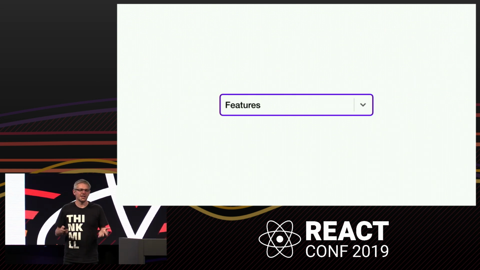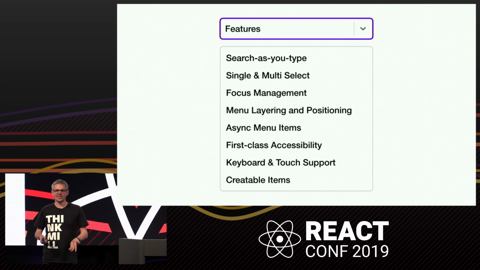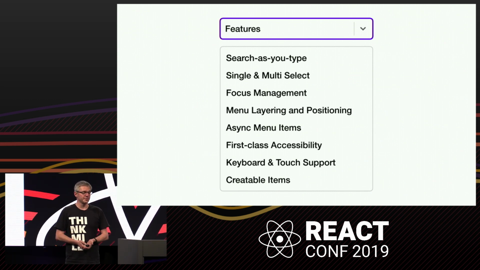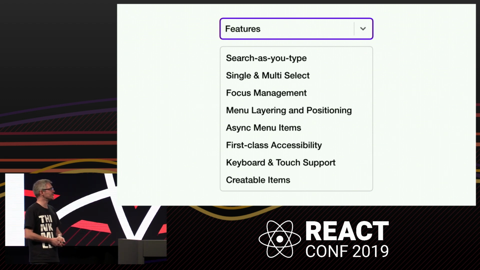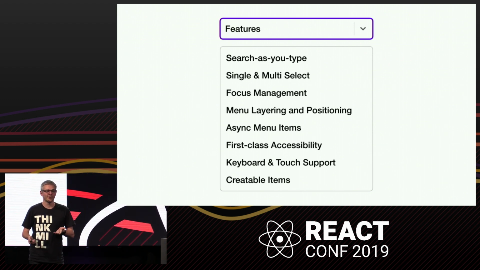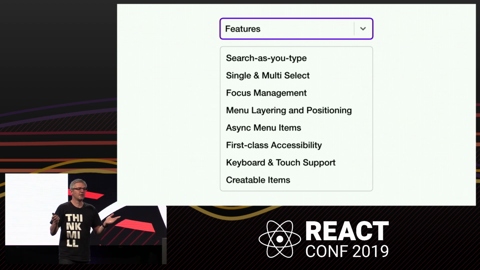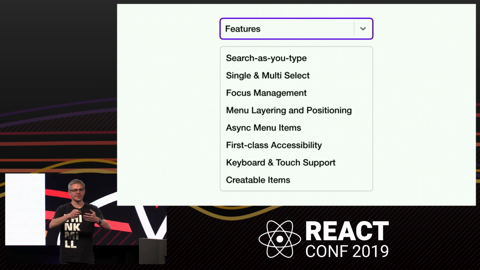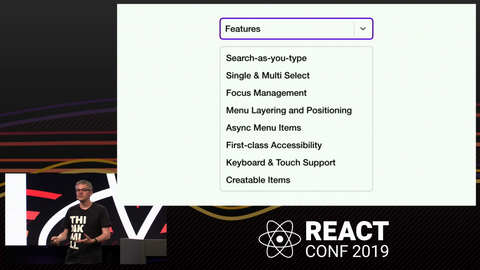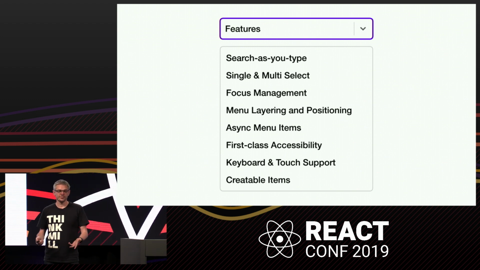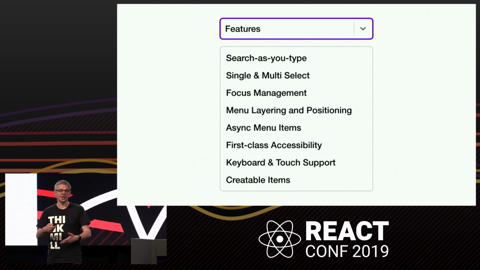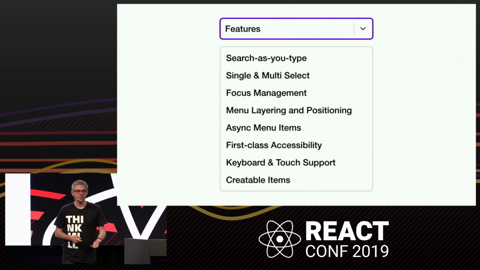So it's actually got quite a lot of features. I set out from the start to build a whole lot of stuff because I needed them for a couple of projects I was working on. There are things like search as you type, single and multi-select, focus management, menu layering and positioning, being able to pull in menu items asynchronously from an API, also a huge focus on accessibility and touch support, keyboard, and being able to create new items if they didn't exist.